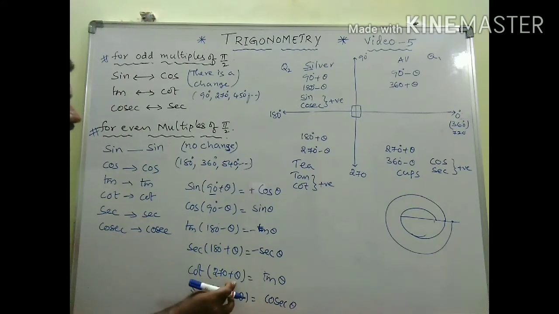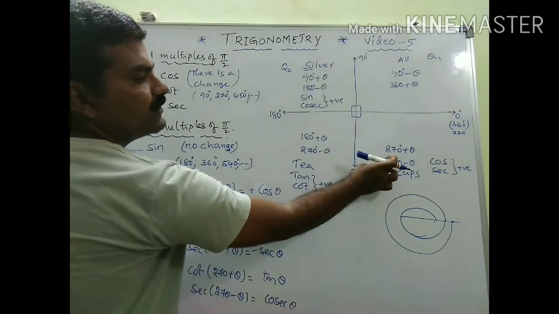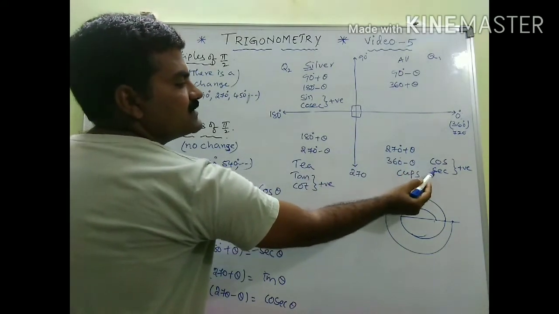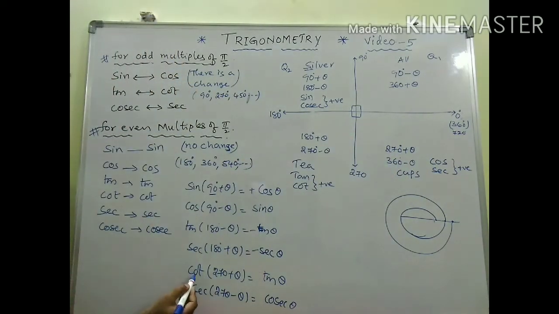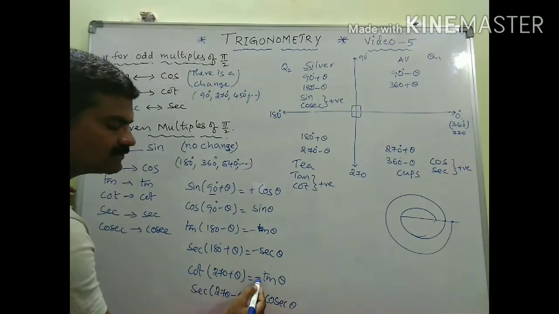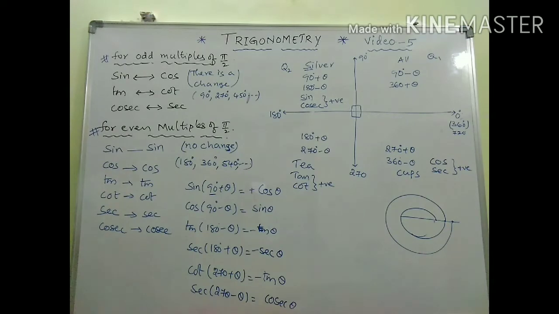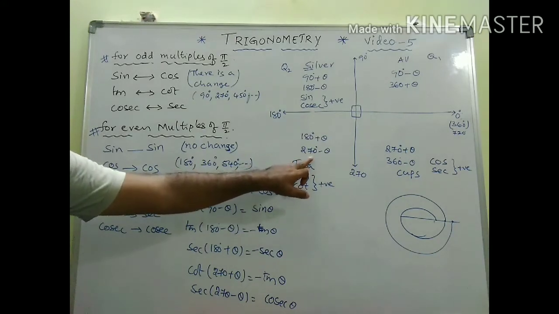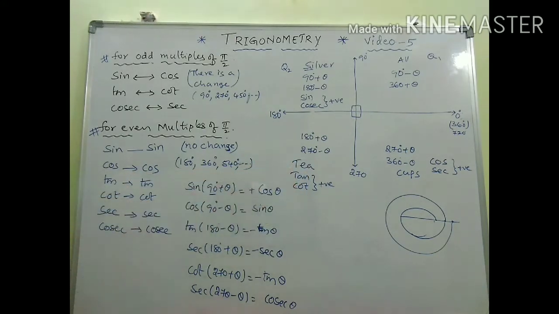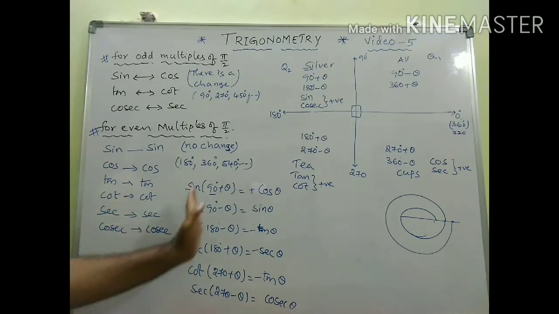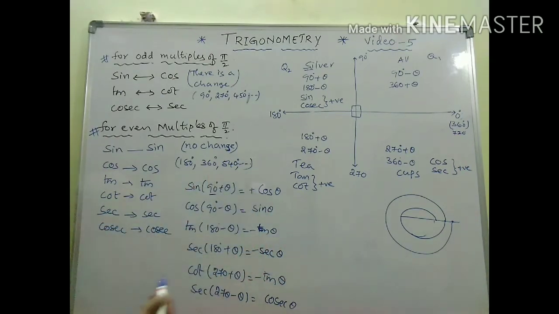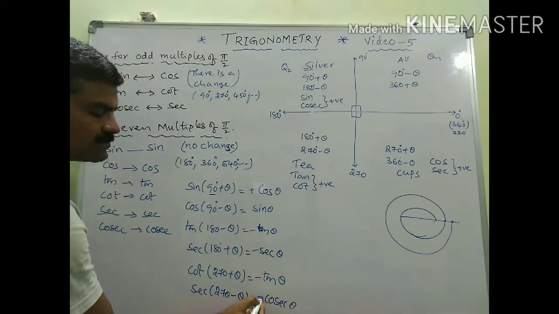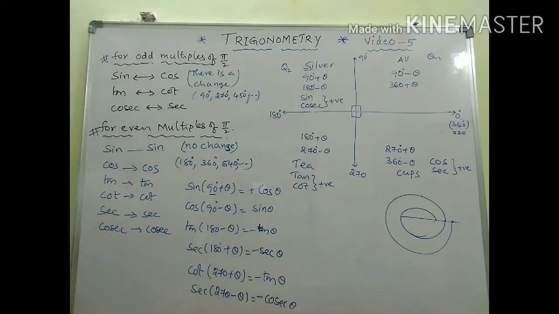Coming to 270 plus theta, clearly the fourth quadrant. In the fourth, only cos and secant are positive. But here cot is obviously negative. So this is minus tan theta. And finally 270 minus theta, which is third quadrant. In the third quadrant, tan and cot are positive. But this is secant. Always check the original function, not the changed one. So secant is negative. Hence this equals minus cosecant theta.